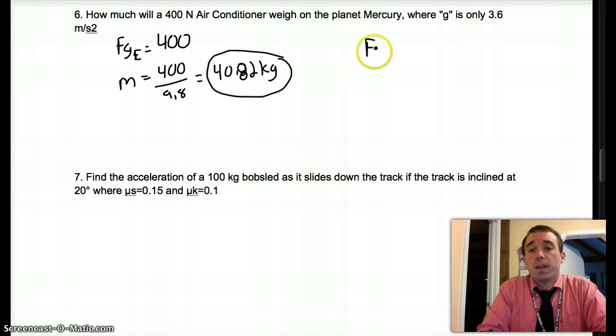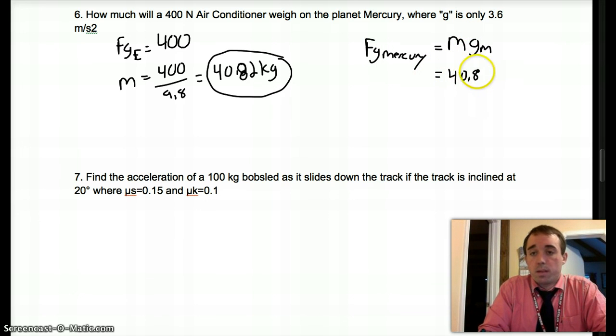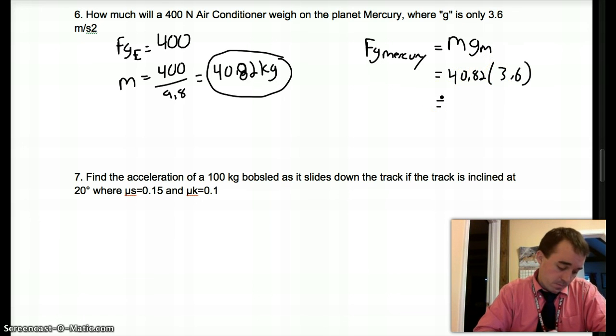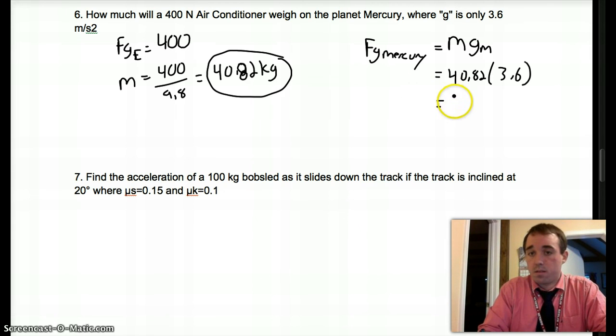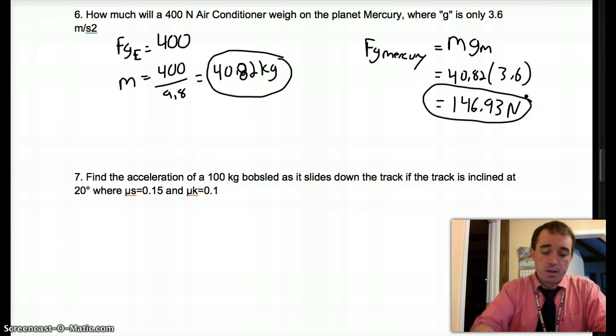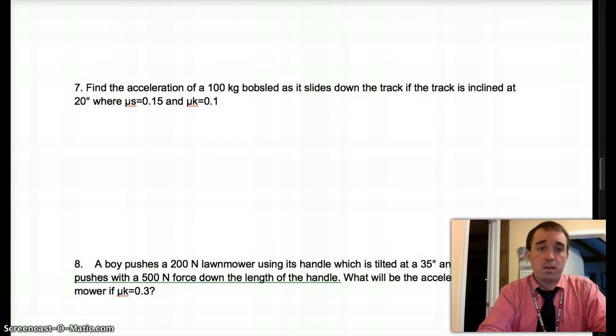And the weight on Mercury will be the mass times the g of Mercury, which is 40.82 times the 3.6 that we're given, 146.93 newtons. Simple enough. Moving right along.